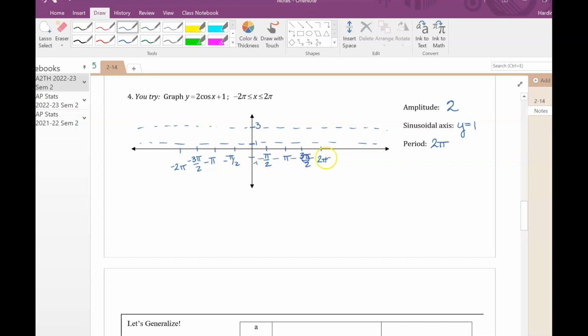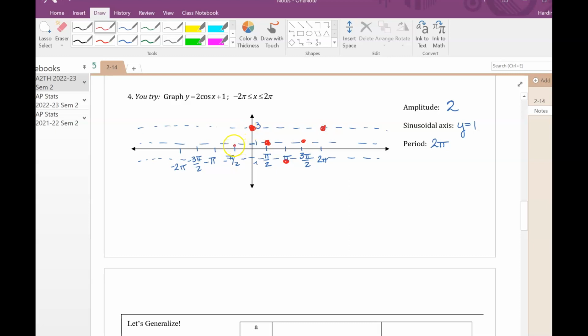Gets a little tight in there with the labels and the dotted lines. All right, so this is a cosine. A cosine graph does not start on the sinusoidal axis. A cosine graph starts at the maximum. So the first point that you're going to put in the pattern is up here. And then we'll go to the axis, and then the minimum point, and then continue on.